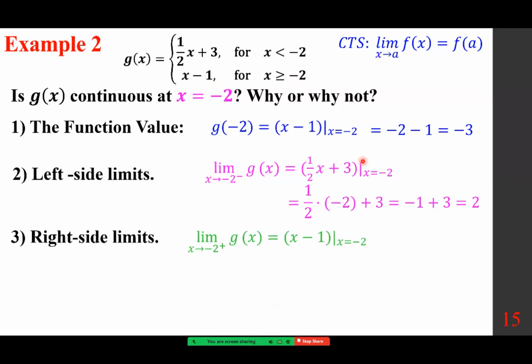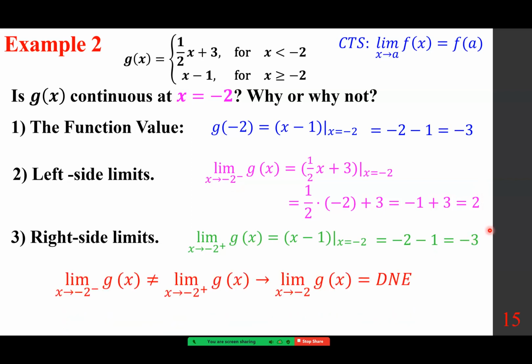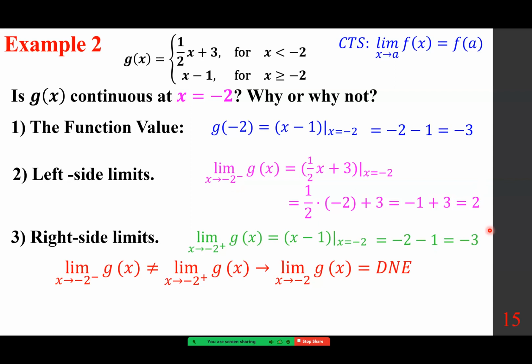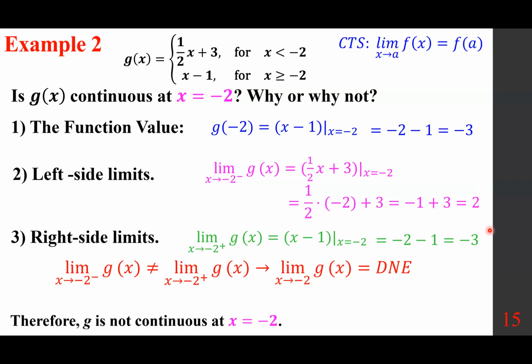So that was the left-sided. Now this is the right-sided. And we use this piece. If you plug in -2, -2, and -1, they add up to -3. Now, obviously, the limit from the left and the right of -2 are not identical. The limit does not exist, which means the function is discontinuous at x equals -2, or it's not continuous.